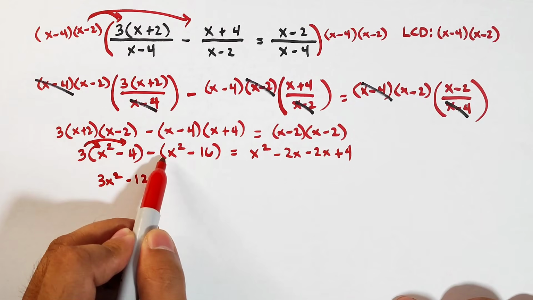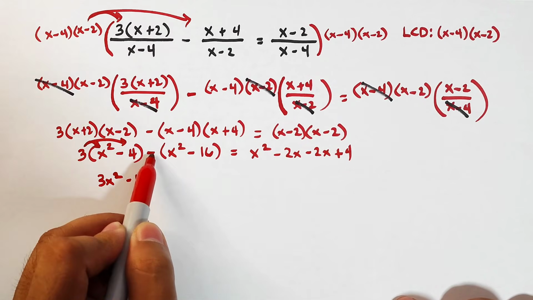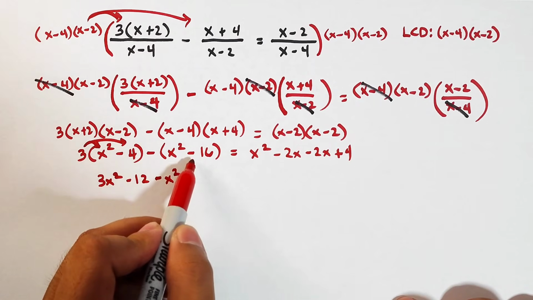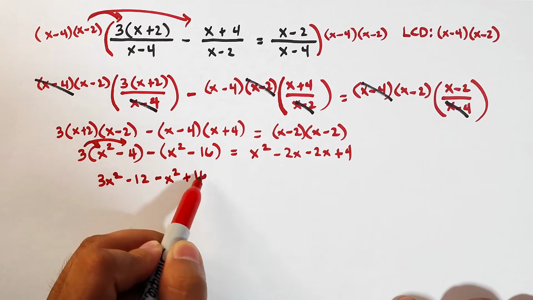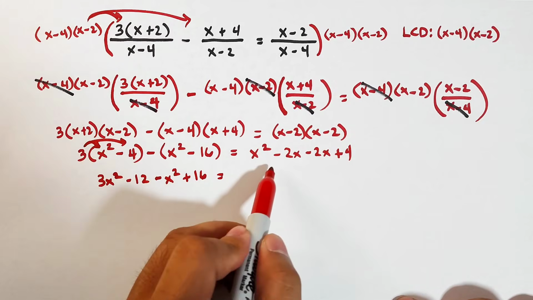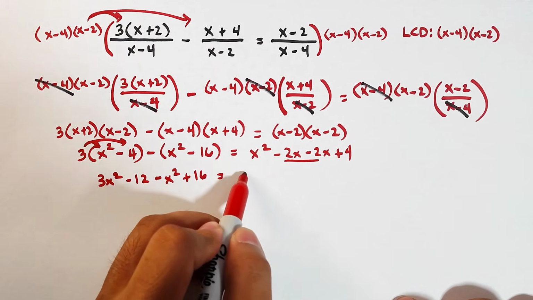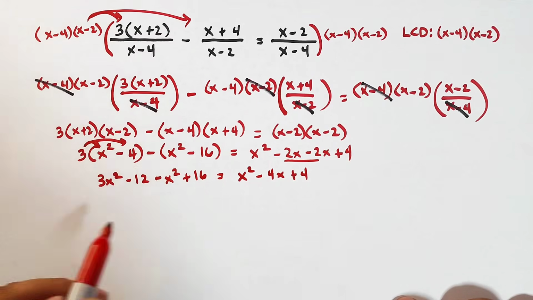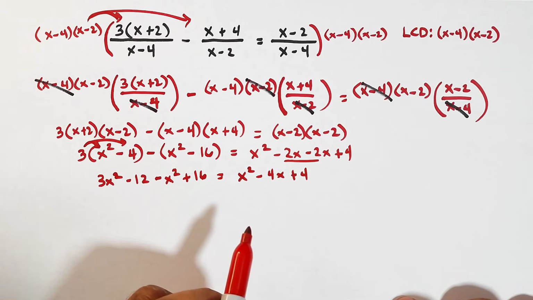Here, distribute natin yung negative sign. It will become negative times positive is negative x squared. Negative times negative is positive, so this is plus 16. And for here, we can combine these two to become x squared minus 4x plus 4. Combine like terms, guys.